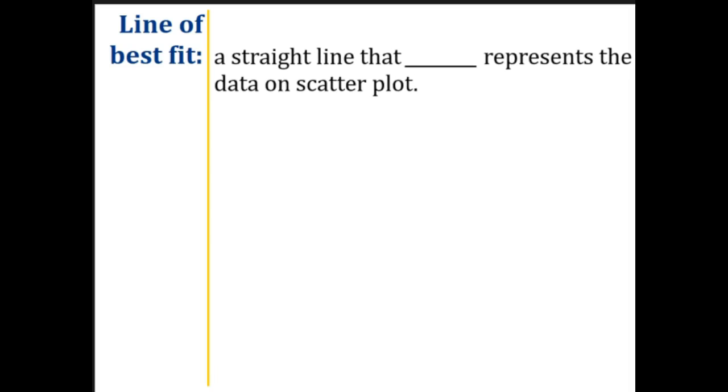All right, so I want you to write this definition down. A line that blank represents the data on the scatter plot. So if we wanted to represent, what word do you think would fit in that blank? Anybody? What word do you think would work there? Best. Perfect. That is the word we want to fill in that definition. Go ahead and write that definition down.